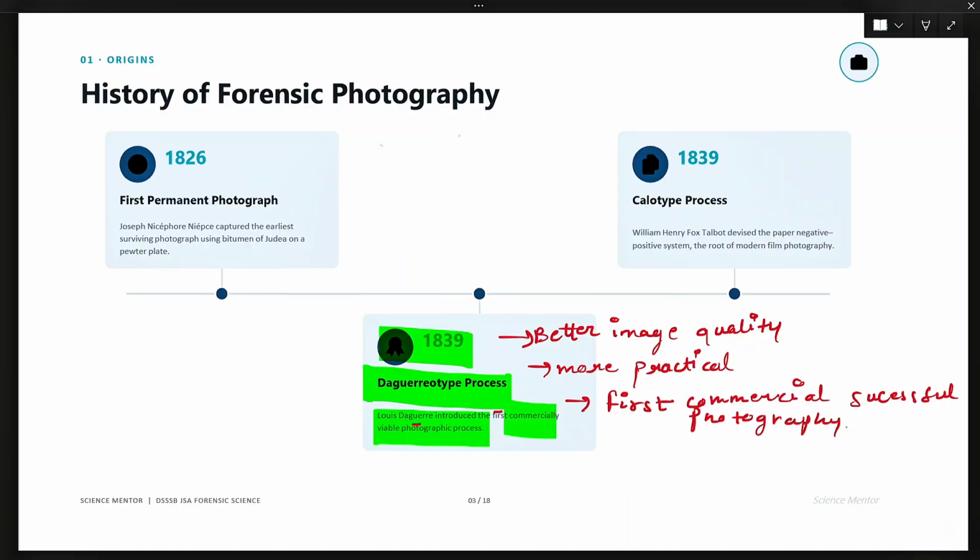So let's move to the third scientist, who is William Henry Fox Talbot, who gave the calotype process. Also in 1839 he introduced the calotype process. This was a major breakthrough because it introduced the idea of producing multiple prints from a single negative. Earlier, reproducing a photograph was very difficult, but Talbot's method solved the problem. So the calotype process key feature is that it introduced the negative positive system. Let me write it.